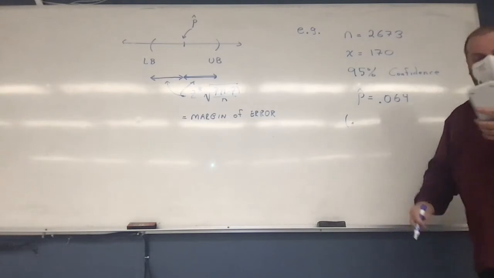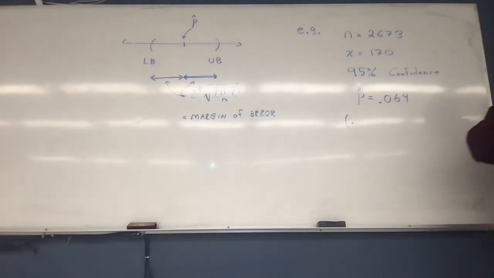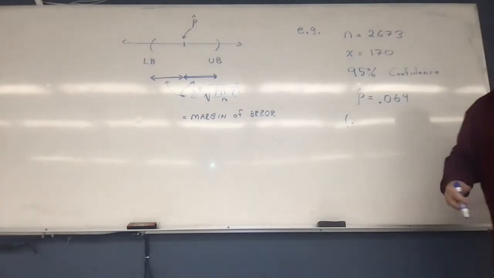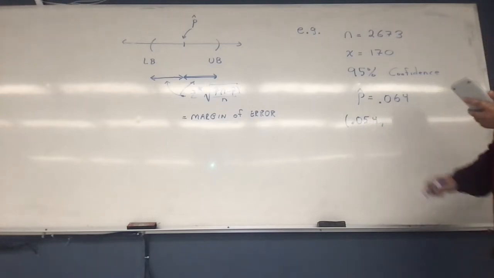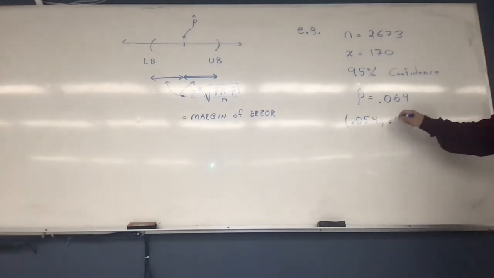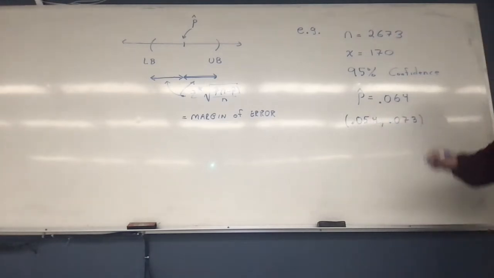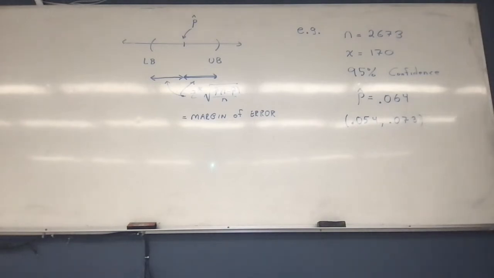No, 0.06 is p hat. What's my confidence interval? From where to where? It's an interval. 0.054 approximately to what? 0.073. That's my confidence interval. That's what the calculator provides. I rounded to 3 decimals.